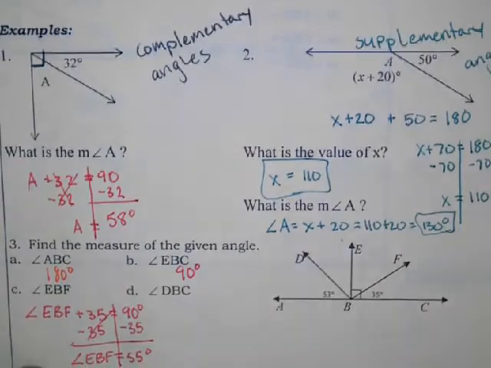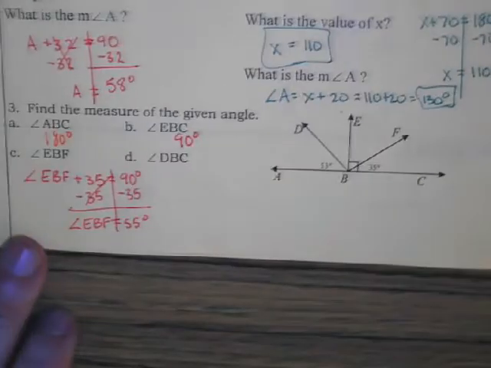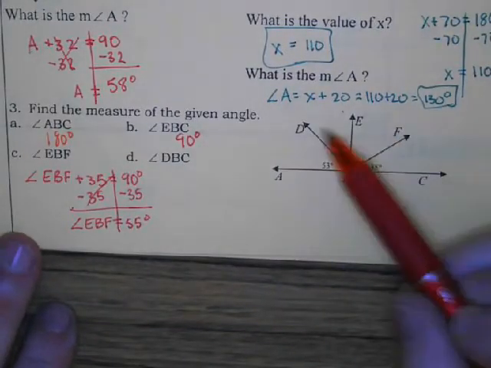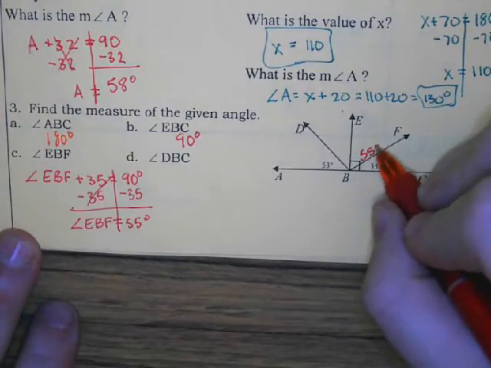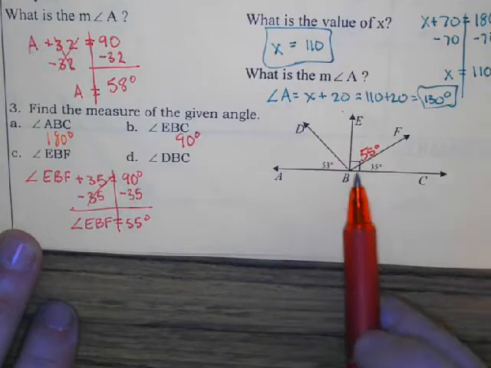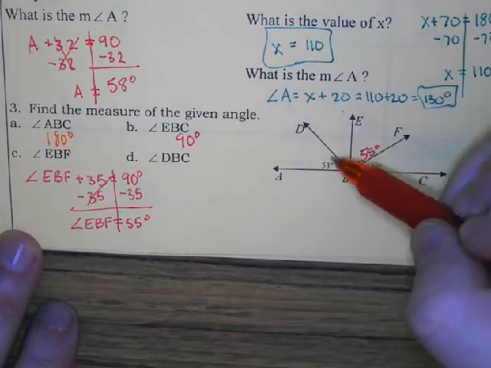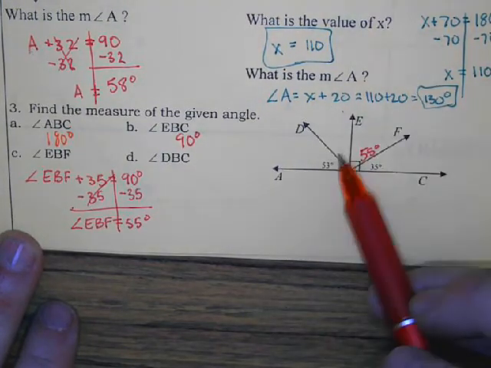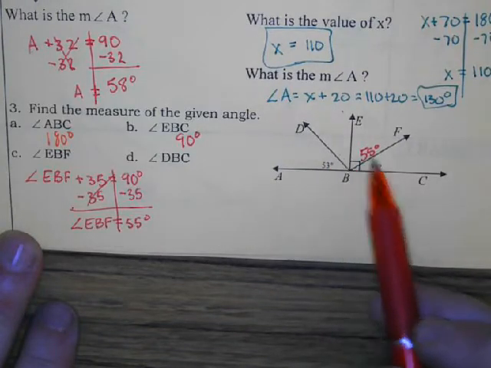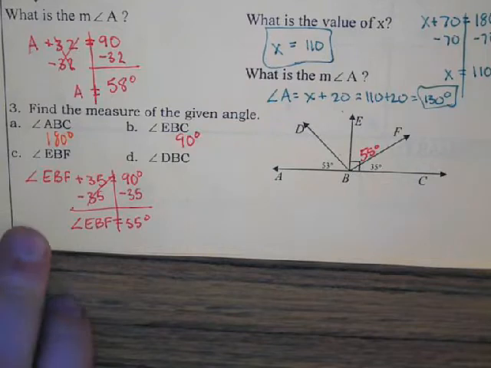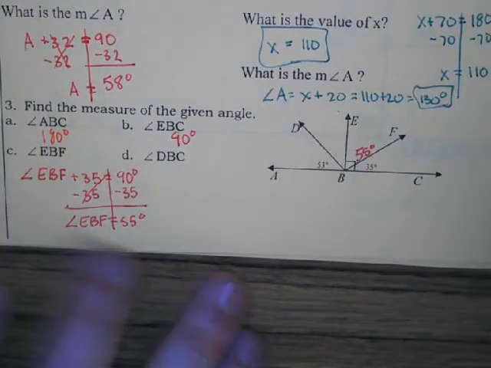Now we'll do angle DBC. So I'm looking for angle DBC. Well, we know this angle is 55. And to find DBC, we're going to have to fill in DBE. We need this angle right here. So I have to find this angle first, and then I'll add all three up to find the whole thing. So this problem kind of has two parts to it.